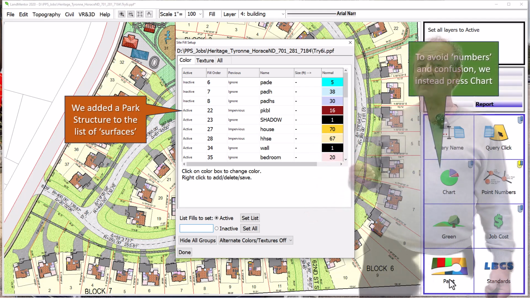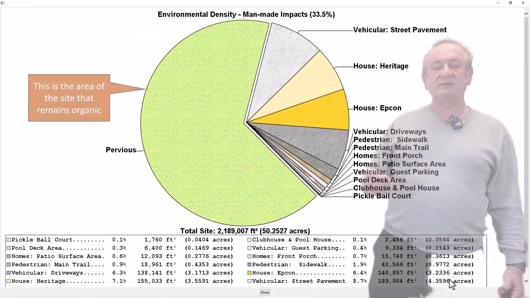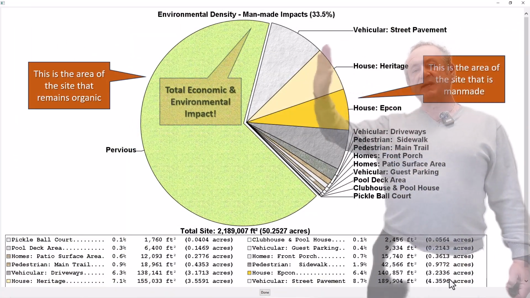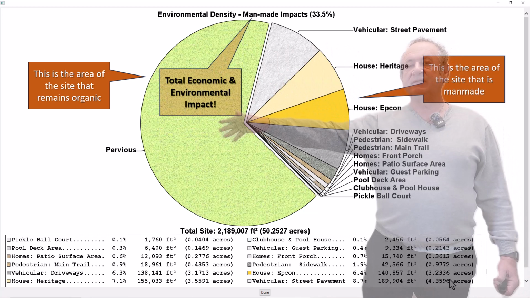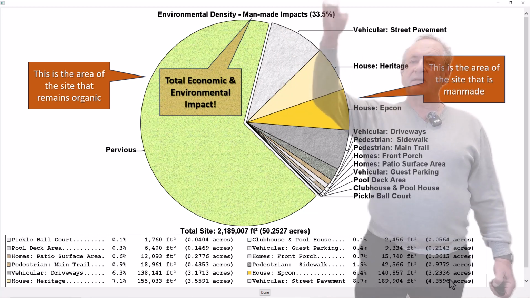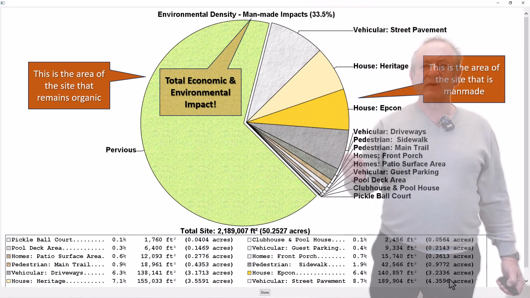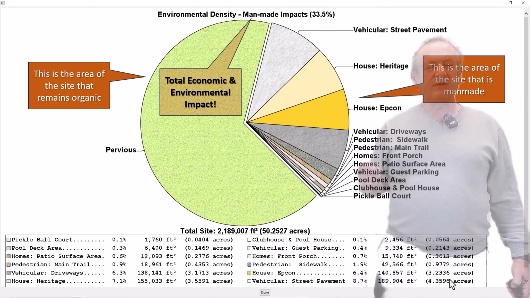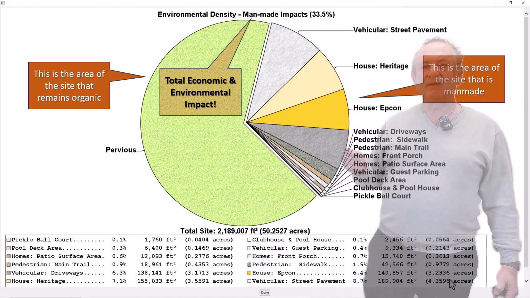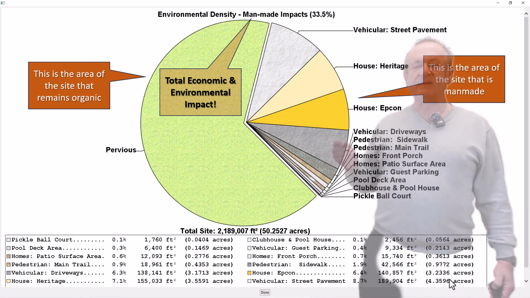Now with the chart, we go into the planning commission and council, and we say, well, here's all the man-made elements and colors and textures that match the plan. Look at all the green space we're providing. Who cares about the numbers? The most important number is the one on the top, that 33.5% of man-made elements that impact the site.